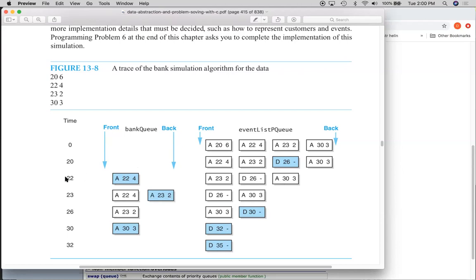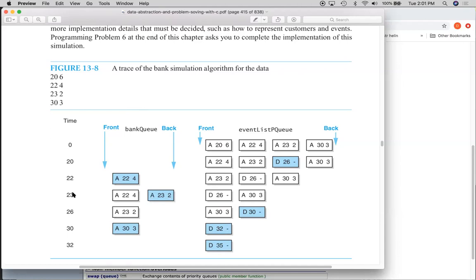Okay? Now, let's see what happens next. We say, okay, priority queue, give me the element in your priority queue that has the highest priority now, and that's going to be this arrival event at time 23. There's still no teller available, so we're going to put that event at the back of the bank queue. So just to be clear, this thing on the left here is a regular queue. This thing on the right here is a priority queue. Okay, so now we're at this picture here that has the 23 on the left.